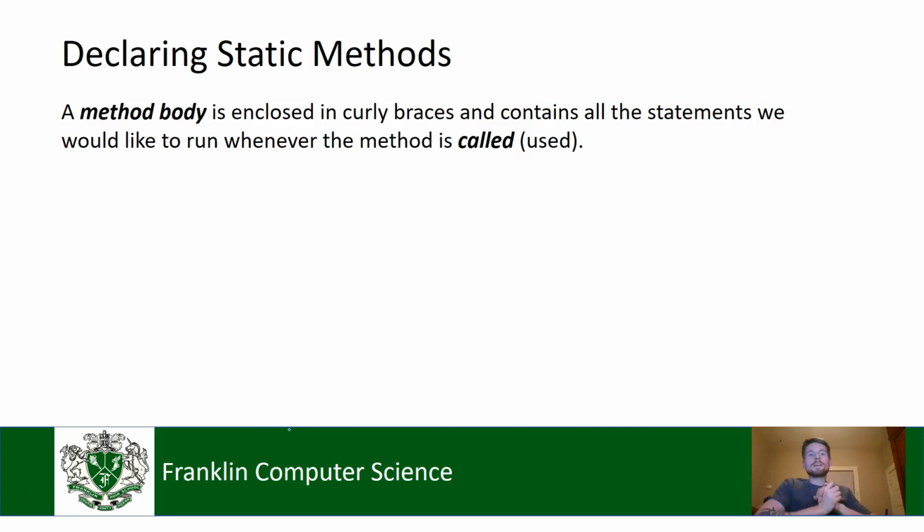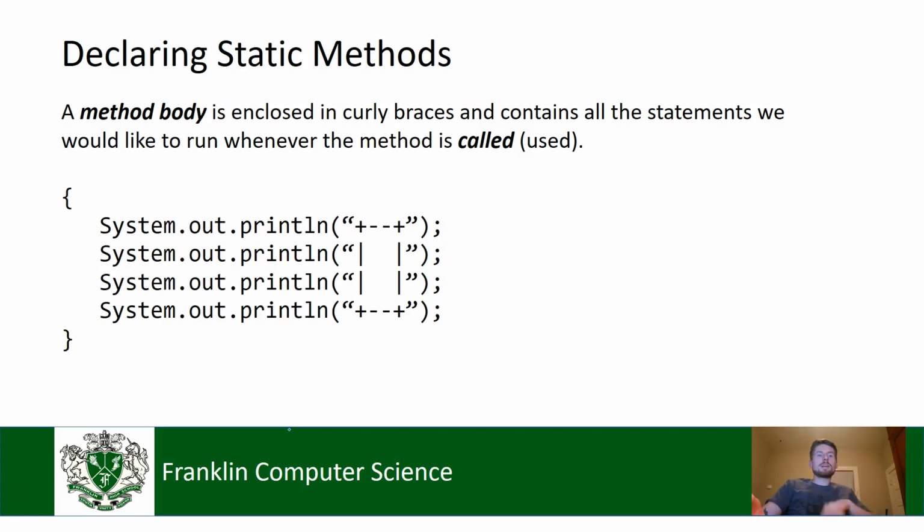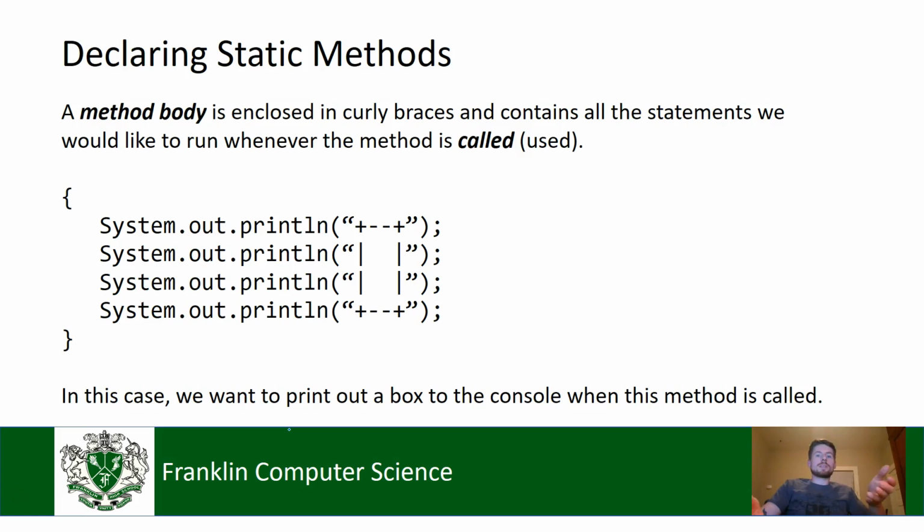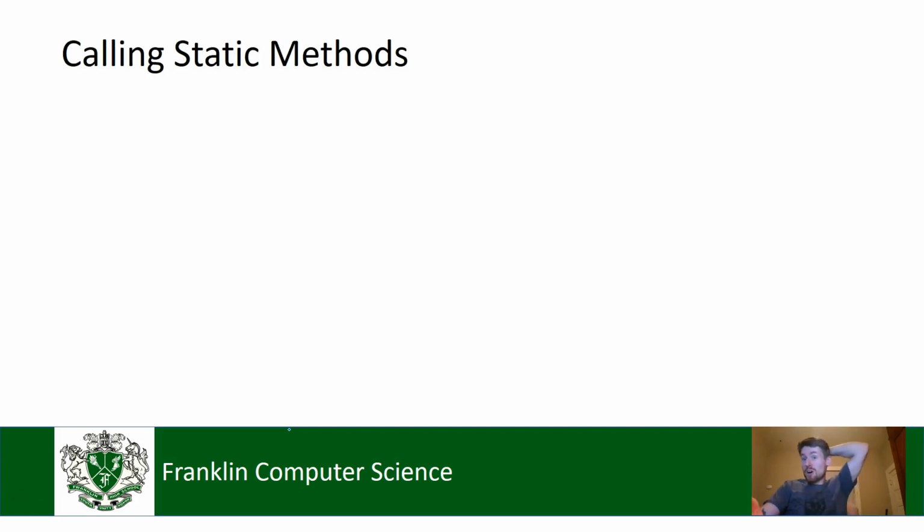Okay, so a method body is enclosed in curly braces, and it's going to contain all the statements we want to run whenever we call the method. And calling is another word for basically using, right? It's when we want to run all the code that we've written in the method body. So there's our method body, starting with the first curly brace, ending with the last curly brace, and all those printlns inside of it. So when we're trying to print a box to the console whenever this method is called, we would put the code to print the box inside the method body. Okay, so how do you actually print the box? Well, declaring is not enough.